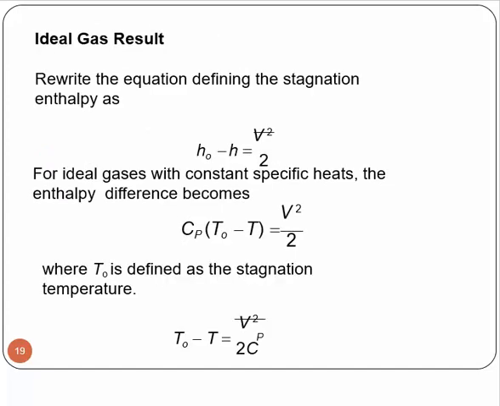Let's move to the ideal gas result. For the ideal gas, we can rewrite the equation as H naught minus H is equal to V square by 2. For the ideal gas with constant specific heat, the enthalpy difference becomes Cp times T naught minus T is equal to V square by 2, where T naught is defined as the stagnation temperature, that is, T naught minus T is V square by 2 Cp degree Celsius.